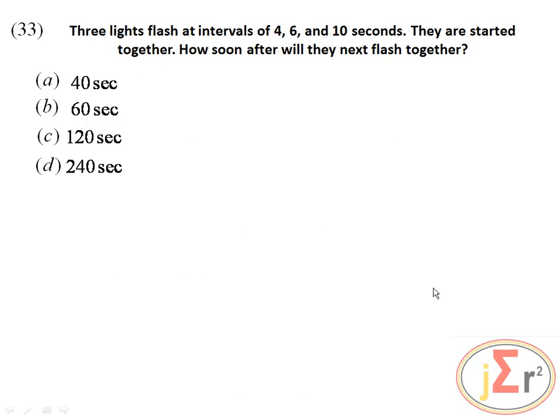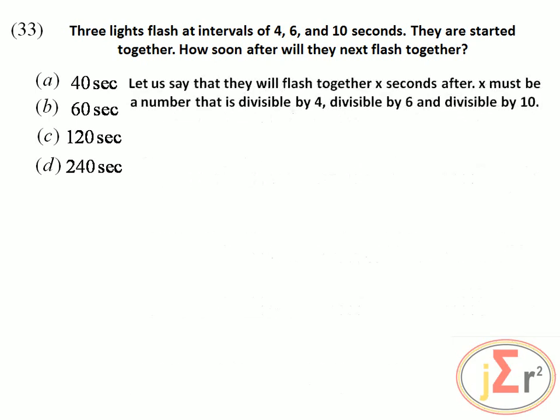Three lights flash at intervals of 4, 6, and 10 seconds. They are started together. How soon after will they next flash together? Let us say that they will flash together x seconds after. X must be a number that is divisible by 4, divisible by 6, and divisible by 10.